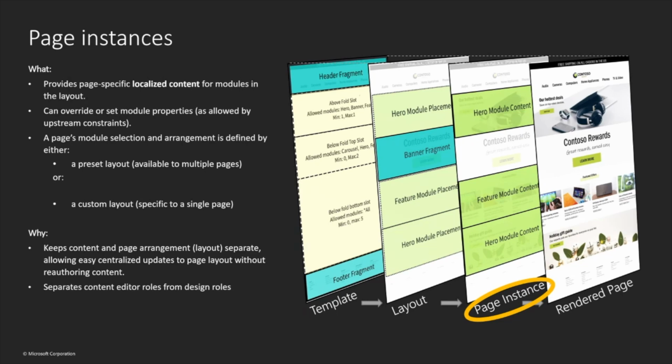The reason we do this structure is it keeps the content and the page arrangement, otherwise known as the layout, separate, which allows a lot of scenarios where you can make centralized updates to the page layout without having to reauthor any content or go to hundreds of individual pages. It also, at times, can separate the content editor roles, which might be just concerned with content, from design roles. Some companies, that role may be the same person, but at other companies it may not. So you have some separation of concerns there, where you can have the layout and the design slightly separate from just content editing.